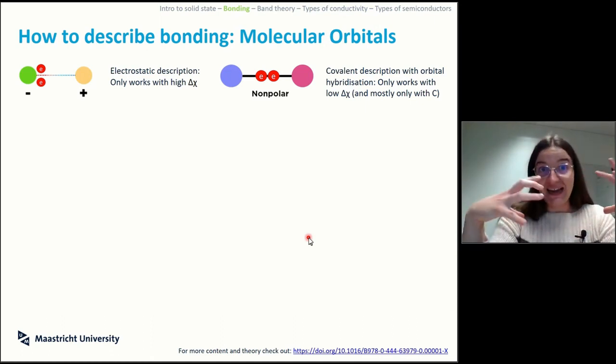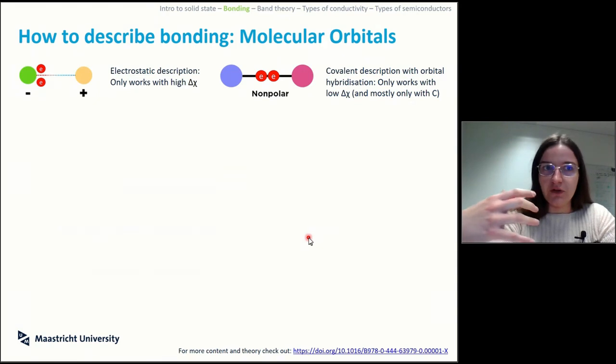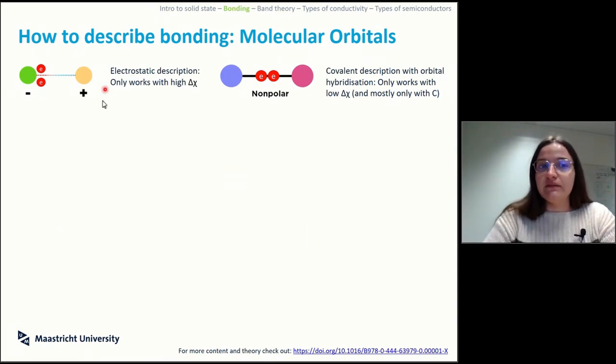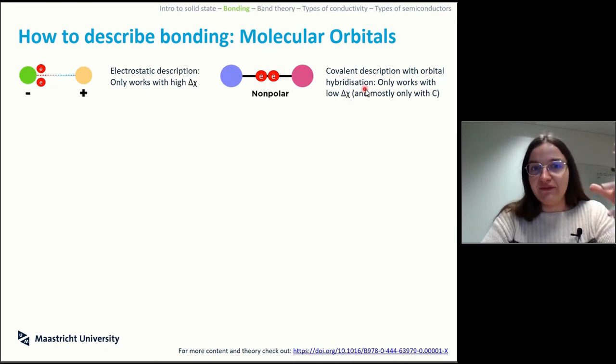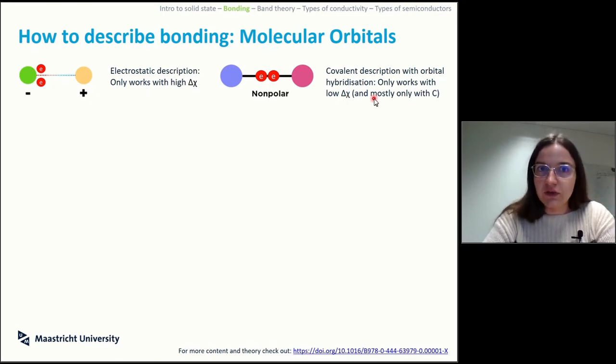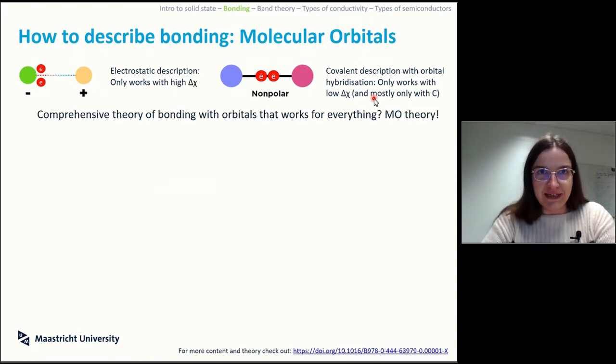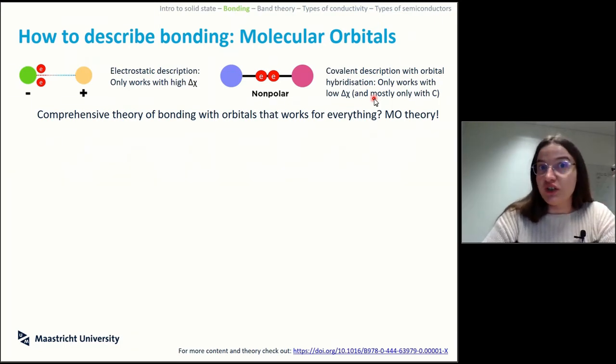Because the electrostatic description, in which you keep the electron, I give you the electron, works when you have a very high difference of electronegativity, like in sodium chloride, and it ends up being a picture like this. When you have a covalent description, usually you can use hybridization, but that only really works if you are working with carbon. When you go out of carbon, this thing sort of crumbles down, because it's not the best description that you can have. The question that begs here is, can you have something that actually encompasses all bonding types at the same time and it would just work?